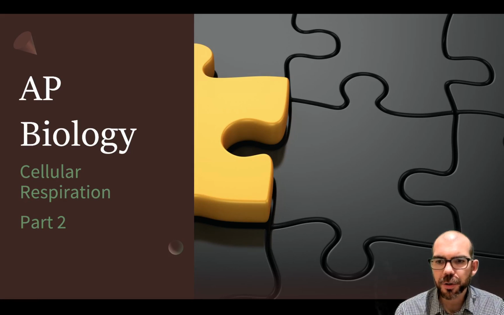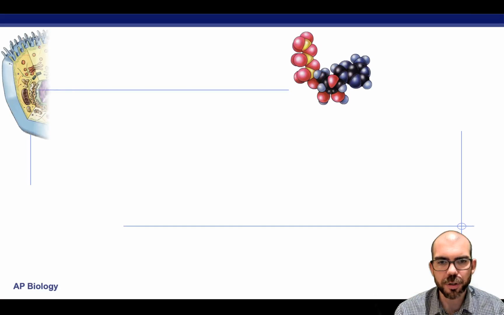This lesson is part 2 of an introduction to cellular respiration. In this video, I'm going to focus on aerobic respiration, specifically what happens after glycolysis with the oxidation of pyruvate, the Krebs cycle, and the electron transport chain.